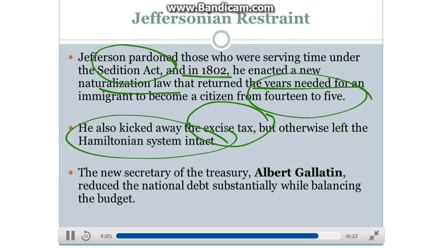The new Secretary of the Treasury, Albert Gallatin, reduced the national debt substantially while balancing the budget. And so Jefferson did a good job in his administration, balancing the budget and reducing the amount of money that the federal government was spending.